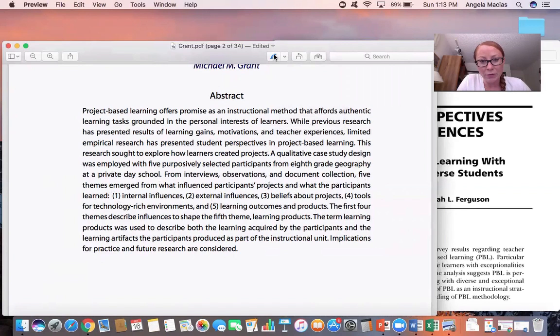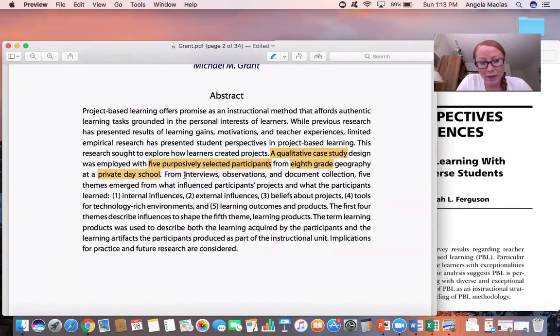It should be identified for you right there in the abstract. That's what the abstract is for. Okay, so we know it's a qualitative case study. We have 5 participants, and we can see who those participants are. They're 8th graders from a private day school.